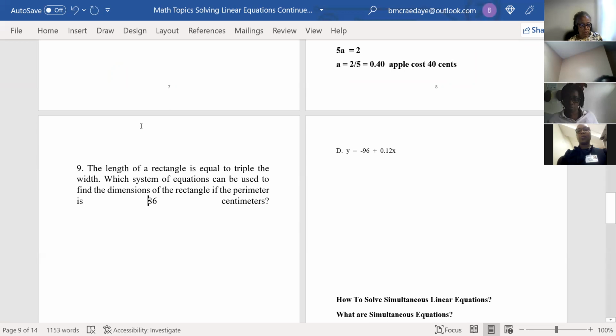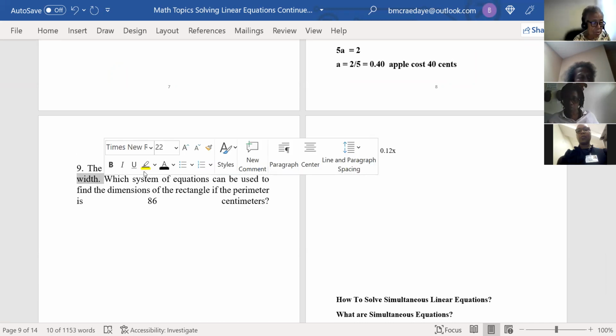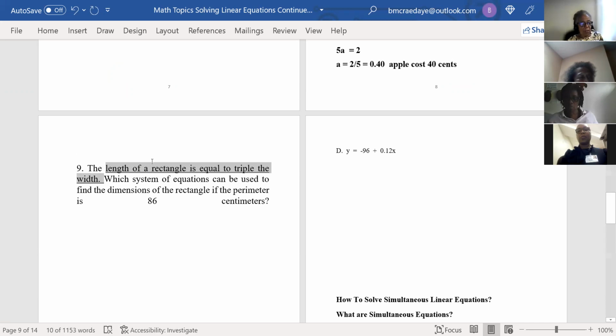So you've got two things going on here. The length of a rectangle is equal to triple the width. That has to be converted into a mathematical expression, actually an equation. And then you have to know the formula for perimeter. Triple means you're multiplying by 3, so 3 times the width.